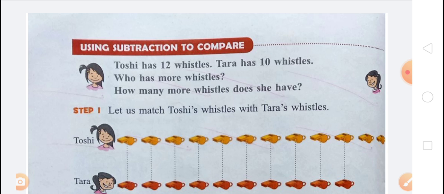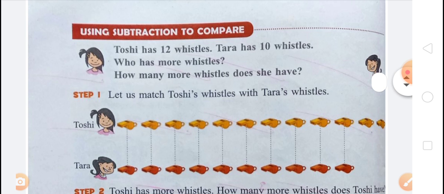So come on to the topic. There is an example. Toshi has 12 whistles, Tara has 10 whistles. Who has more whistles and how many more whistles does he have? Toshi has 12 whistles and Tara has 10 whistles. Who has more whistles? How many more whistles does he have?